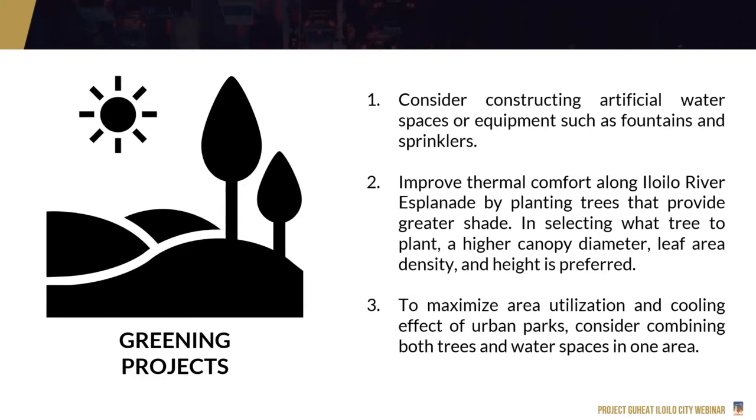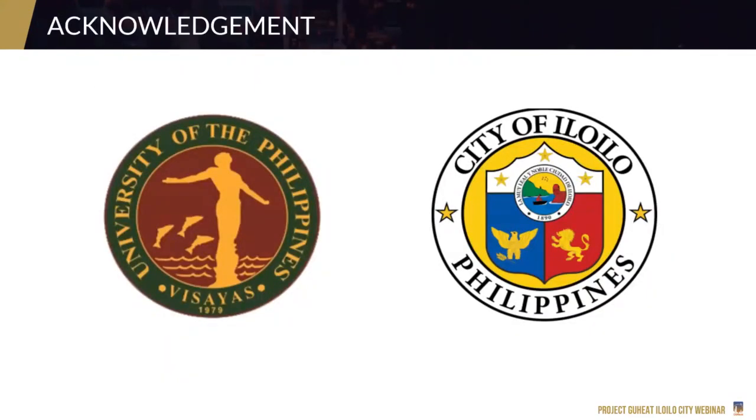Lastly, to maximize area utilization and cooling effect of urban parks, we suggest considering combining both trees and water spaces in one area, since yun, lalo na sa areas with high built-up density na limited na yung space na pwede natin gamitin for green parks, suggest na i-combine na lang yung green space and blue spaces. Since nung sa cooling effect simulation nga po ng river plus mangroves and trees, nakita naman natin na mataas yung naging cooling effect nila. So that's it of my presentation.